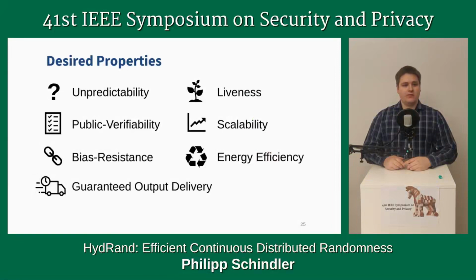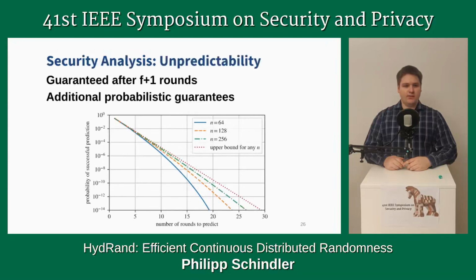With this understanding of the HydRand protocol, let's revisit the desired properties we set out to achieve in the first place. The first property, unpredictability, is guaranteed after f+1 rounds. Intuitively, this is the case because the way we select leaders ensures that within f+1 rounds there is at least one honest leader. This leader acts as a barrier for unpredictability, as the adversary doesn't know the honest leader's secret and isn't able to compute it using its PVSS shares. However, probabilistic unpredictability is already guaranteed after a few rounds, because in each round a correct leader is selected with a probability of about 2/3.